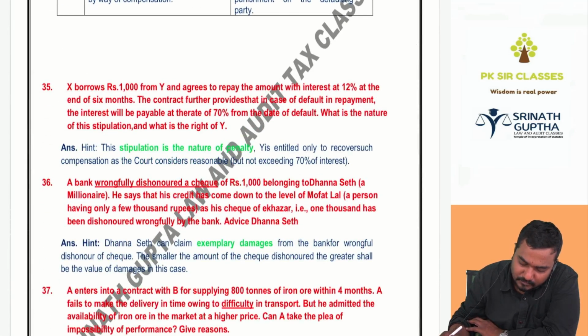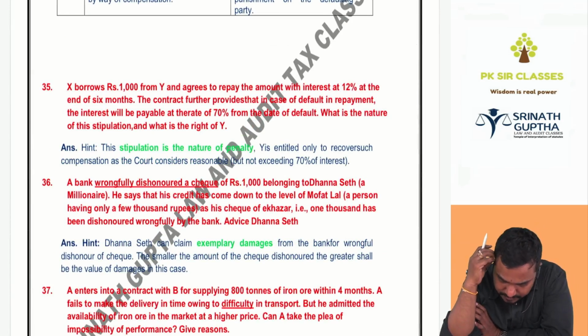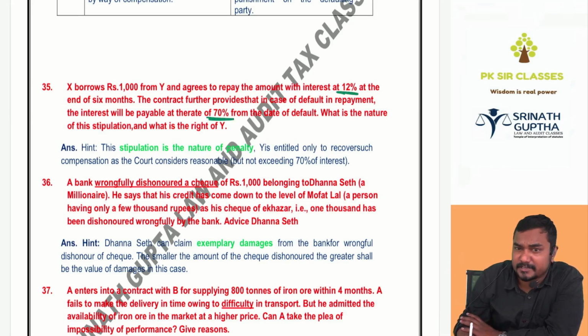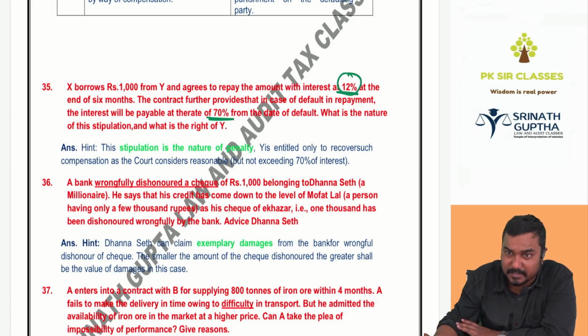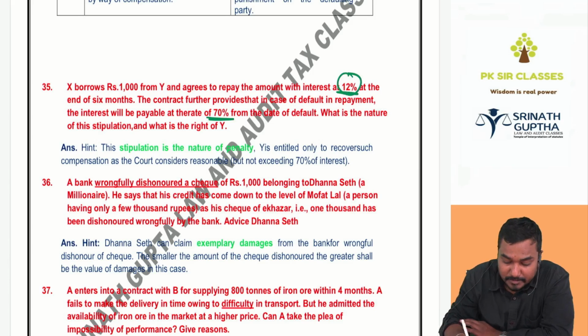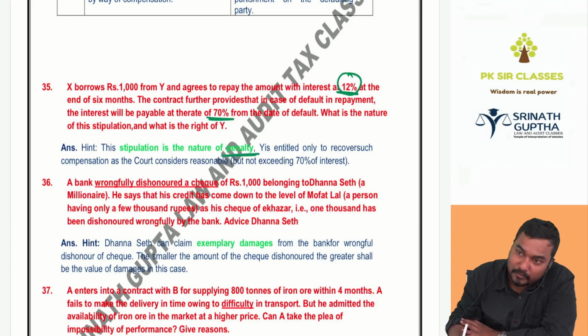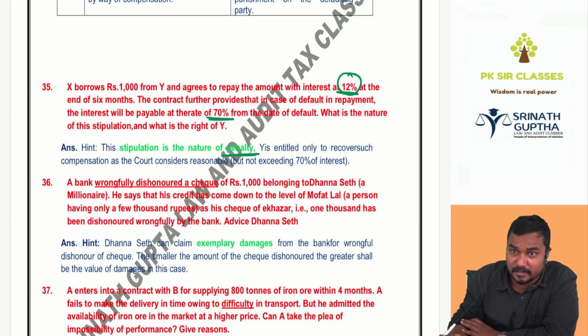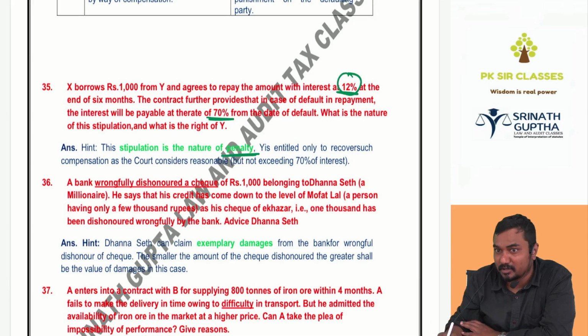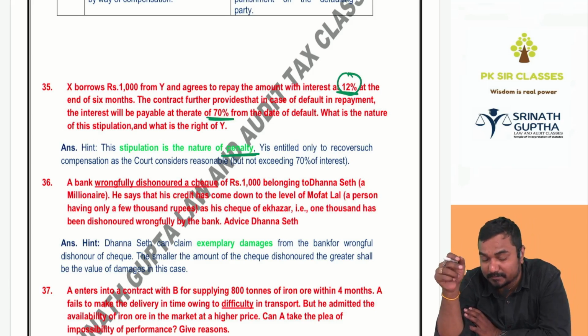It came twice, beta. X borrows 1000 rupees from Y and agrees to repay the amount with interest of 12% at the end of 6 months. The contract further provided that in case of default in repayment, the interest will be payable at the rate of 70%. Whether the interest is punishable in nature. Normal interest is 12%. That means 1% per month. Can we increase 12% to 70%? It is punishable in nature. A penalty. 12 to 13 not punishable. 12 to 70 punishable. Look at how he is asking the questions. Same example we discussed, no beta.